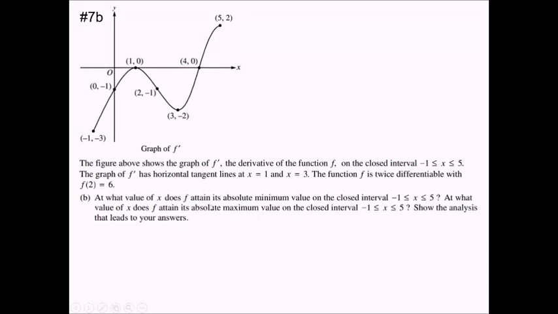For this part, we want to know at what x value the f function gets an absolute min and an absolute max. So let's tackle the absolute min first. We see here that f prime is less than or equal to 0, but at least not positive on the interval from -1 to 4, and it's going to be greater than 0 from 4 to 5. So basically that means f is decreasing until you get to x equals 4, and then it's increasing after that.